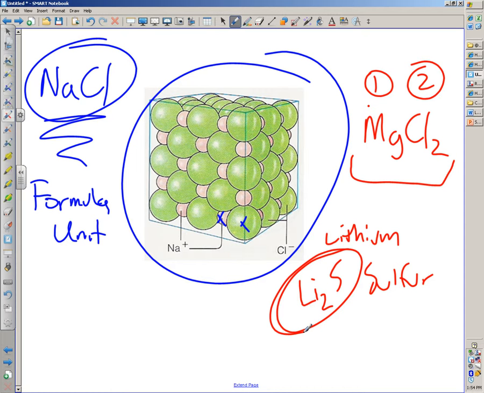It says explain the difference between a molecule and a formula unit. Okay, so Brian, do you want to handle this question? No. Okay. So the difference between here.